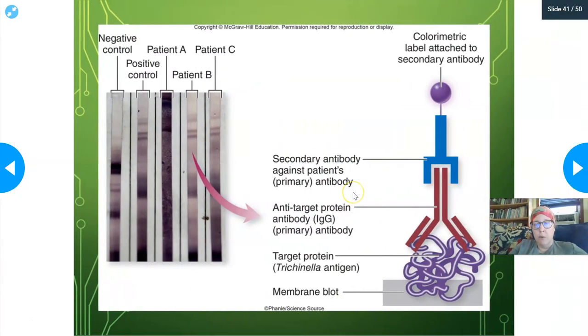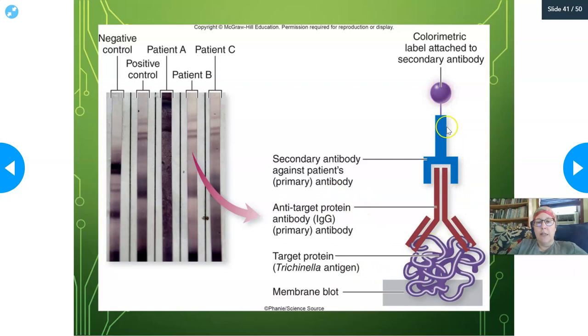Okay, so for example, for this particular pathogen, the target protein is Trichinella antigen. The Trichinella antigen proteins were broken down and separated. You can see here they're separated. Here's a negative control. That's what it looks like. Here's the positive control. Okay. And then after these were separated, we incubated them with an antibody to the protein and then an antibody that's labeled. So this is a couple of antibodies that are required for this one.